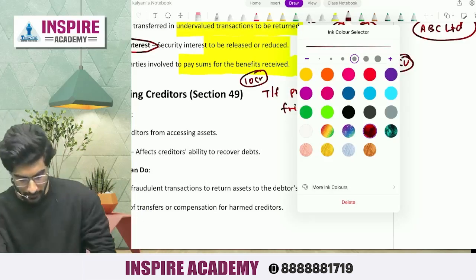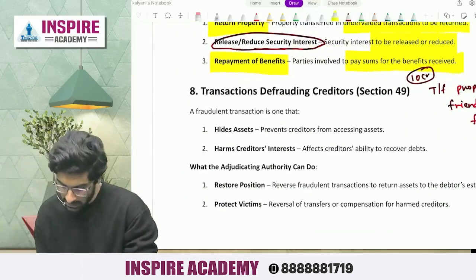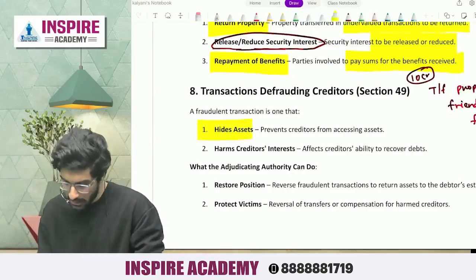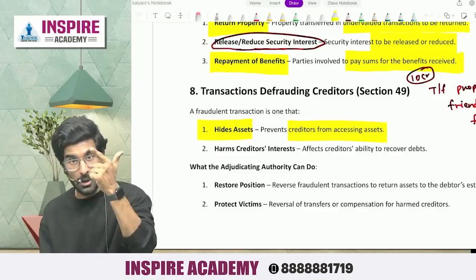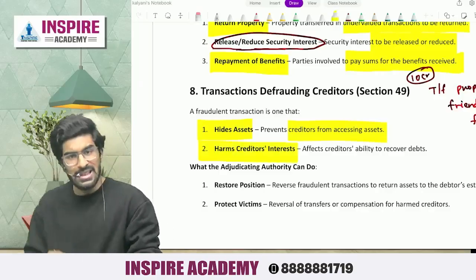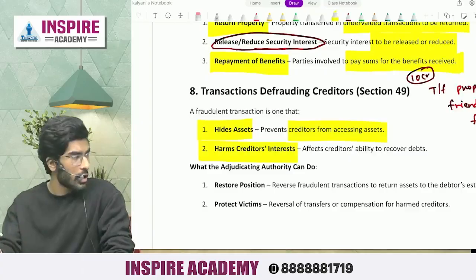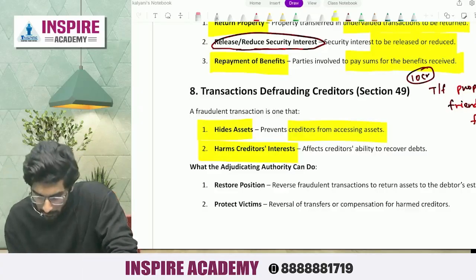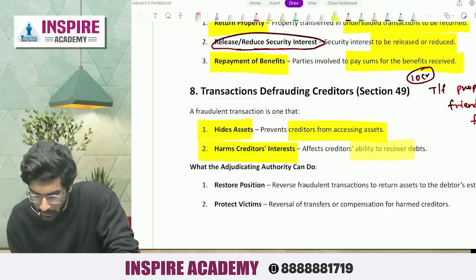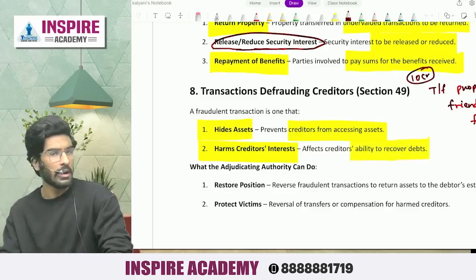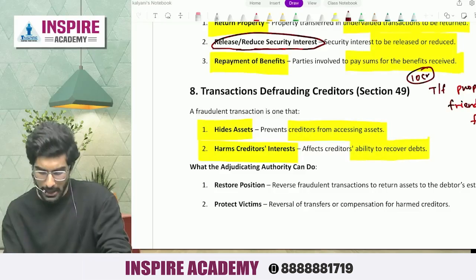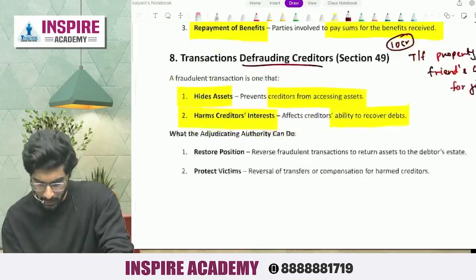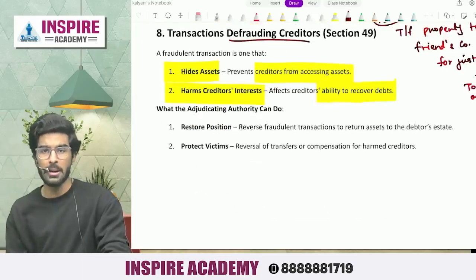So let's understand, people. Now, a fraudulent transaction is one where two things happen. Number one is you are hiding assets, preventing creditors from accessing the assets. Number two is you are in some way harming the interest of the creditors from realizing maximum value on the assets. It affects creditors' ability to recover debts. So if you are harming creditors in any manner, then it's called transactions defrauding the creditors. Very, very simple.